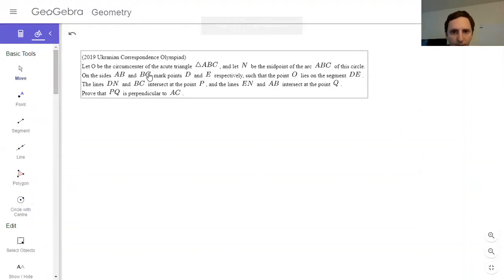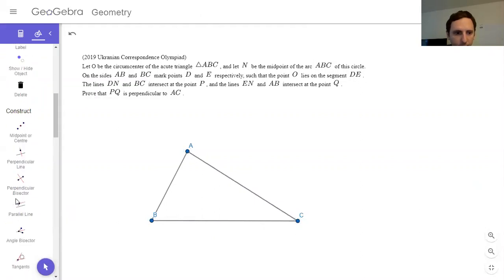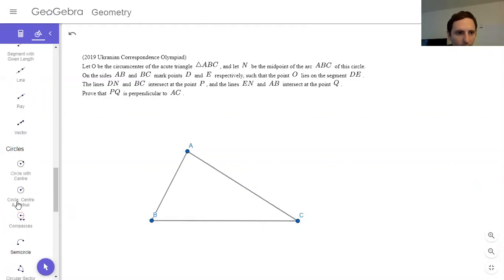Let's see, let O be the circumcenter of triangle ABC. Hold on just a sec.